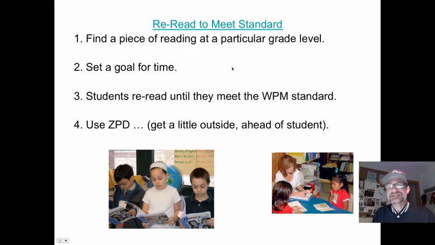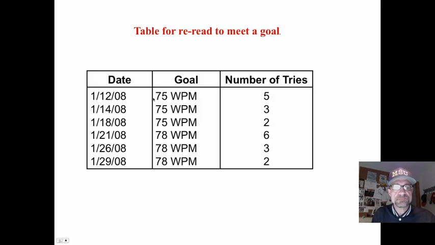How long do you think it will take you? And this is kind of a flexible, fluid sort of thing. Students reread until they meet the words per minute standard and use a zone of proximity. Zone of proximal development, meaning get a little outside or ahead of the students. So you set a goal for the time. You've got 1 minute. How many words do you think you can read? Let's set a goal.